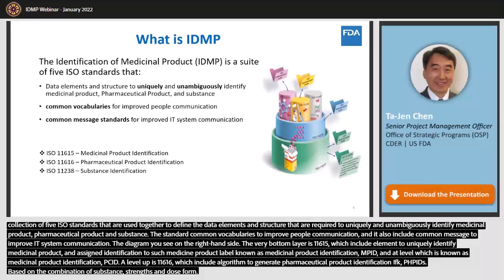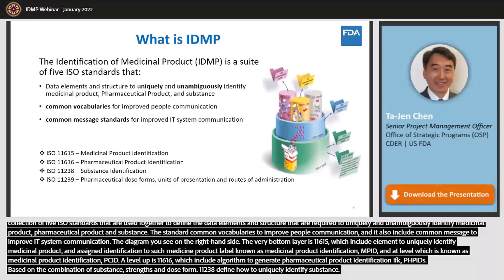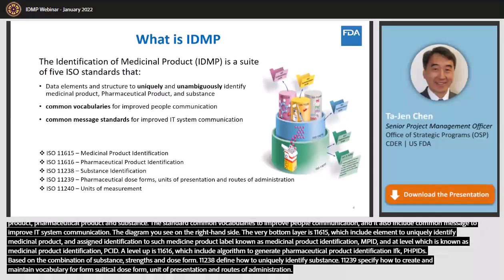11238 defines how to uniquely identify substance. 11239 specifies how to create and maintain vocabulary for pharmaceutical dose form, unit of presentation, and route of administration. 11240 specifies units of measurement to specify the strength of pharmaceutical product.